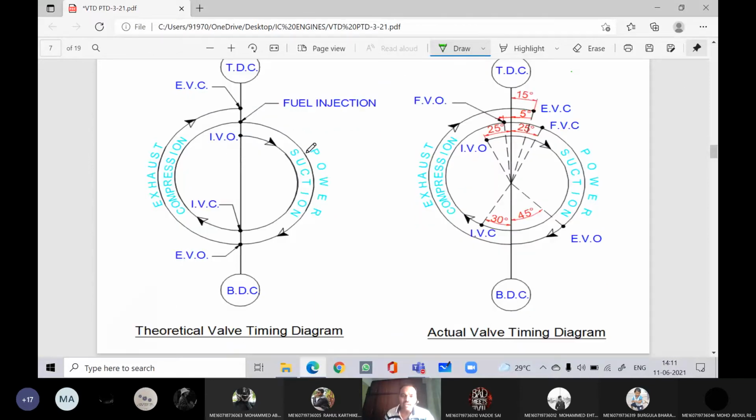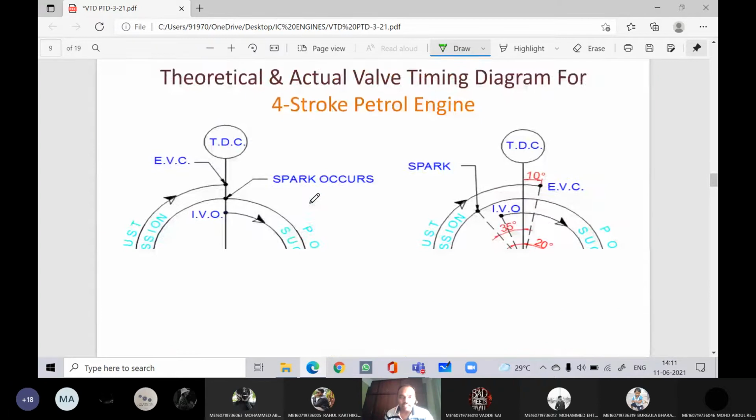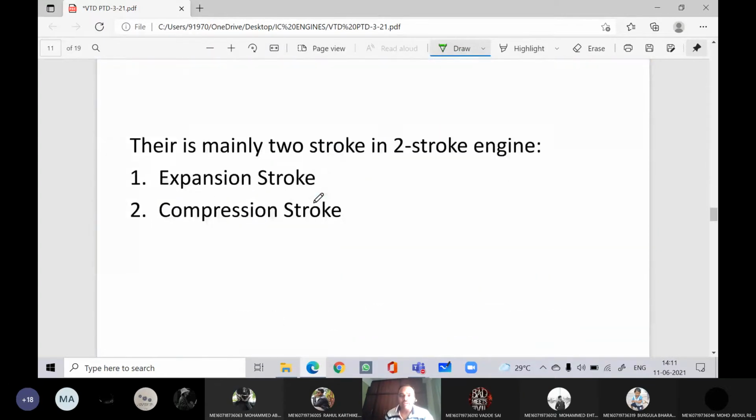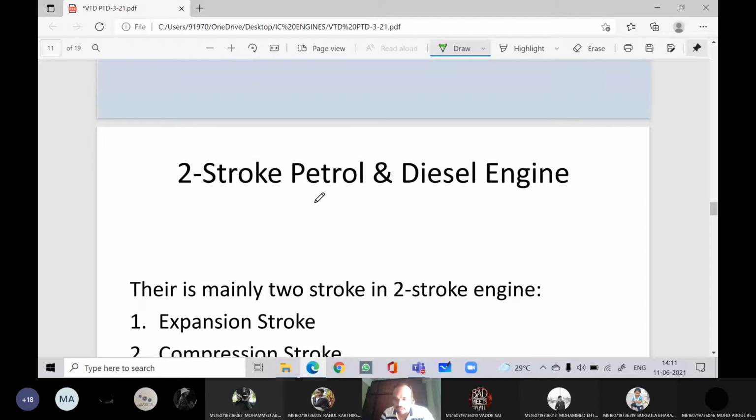So this is the theoretical one. According to the theoretical one, each stroke consists of half revolution of the crank, that is 180°, whereas in the actual case it is not. I already told the reasons why they differ from the theoretical or ideal case. That is for the petrol engine, and this is for the diesel engine. Now today we will discuss the two-stroke petrol engine.